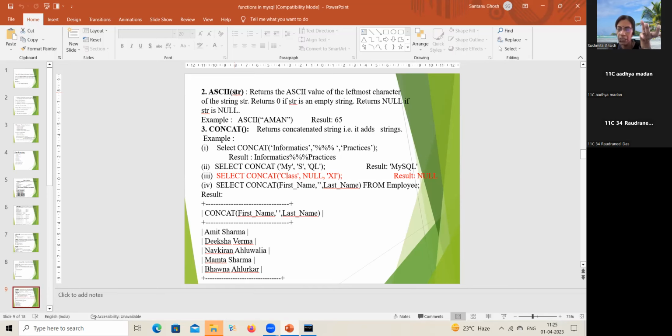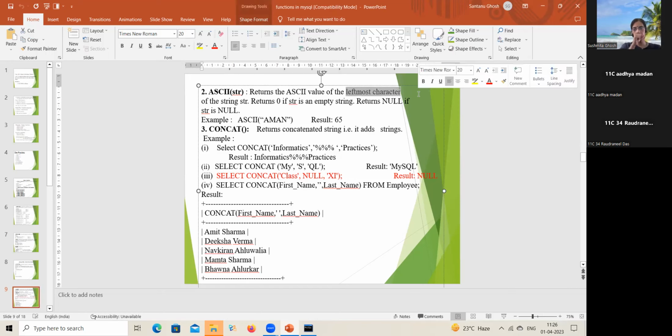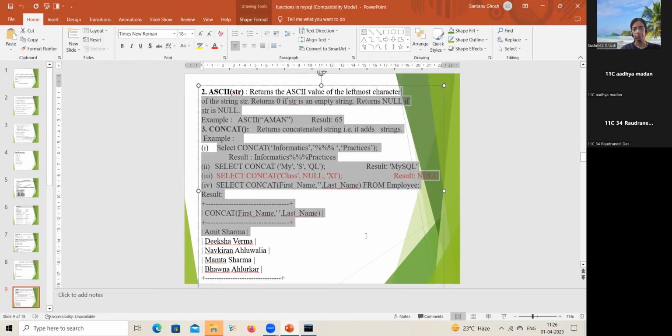After that, a lot of things have changed because it's not only English, there are a lot of other languages also which the system works with. So we go by Unicode nowadays, which supports multiple languages. ASCII used to work only for English. Okay. So when I say give me the ASCII value of a string, it will give me the ASCII value of the leftmost character.